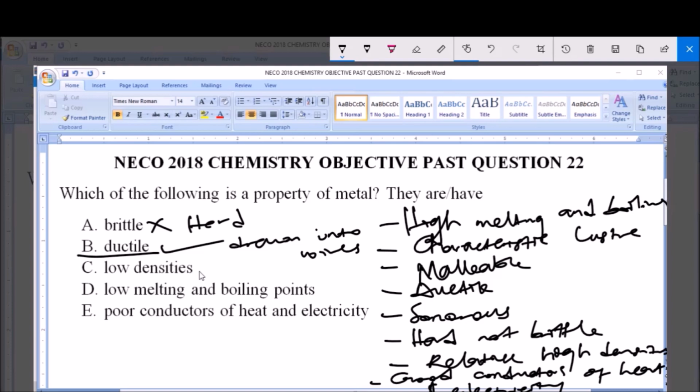Then C says low densities. No, metals have high densities. D says low melting and boiling point, which is wrong. Metals have high melting and boiling points. And E says poor conductors of heat and electricity, which is wrong. Metals are good conductors of heat and electricity. So the answer to this question is option B. This is the only property of metal stated in these options.